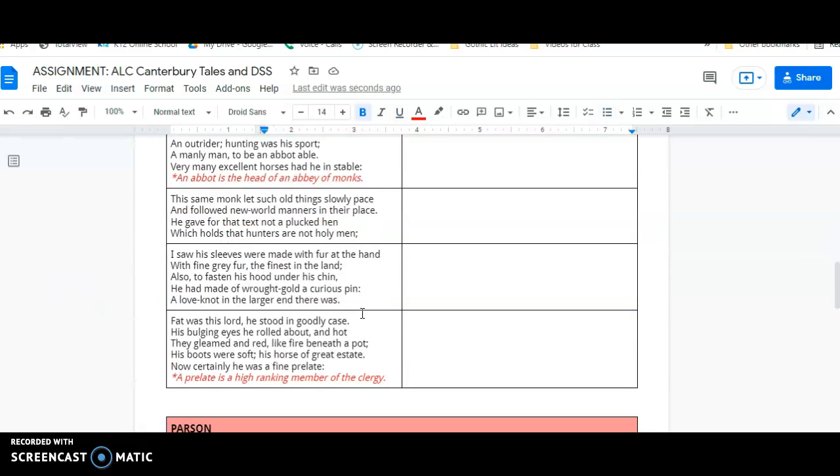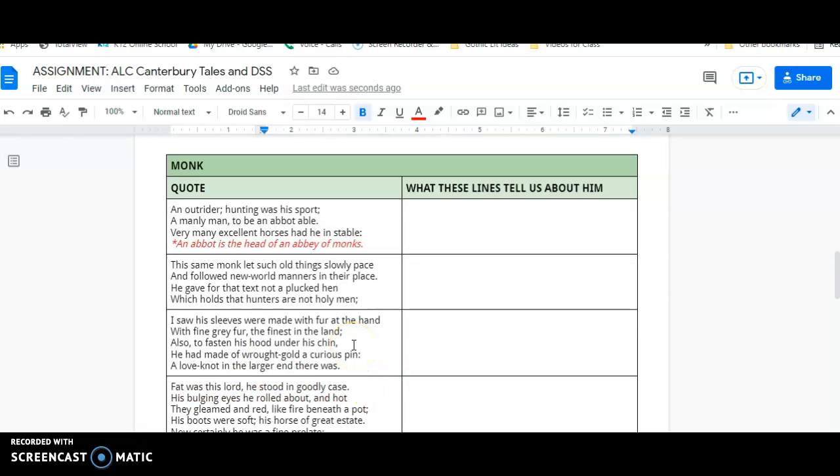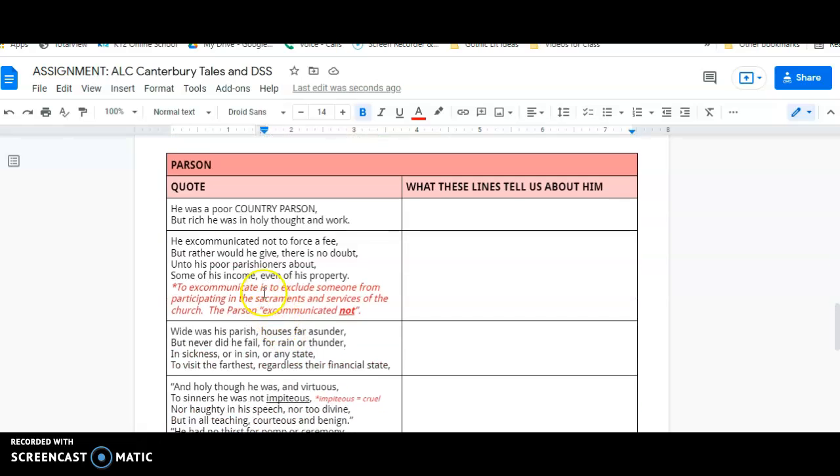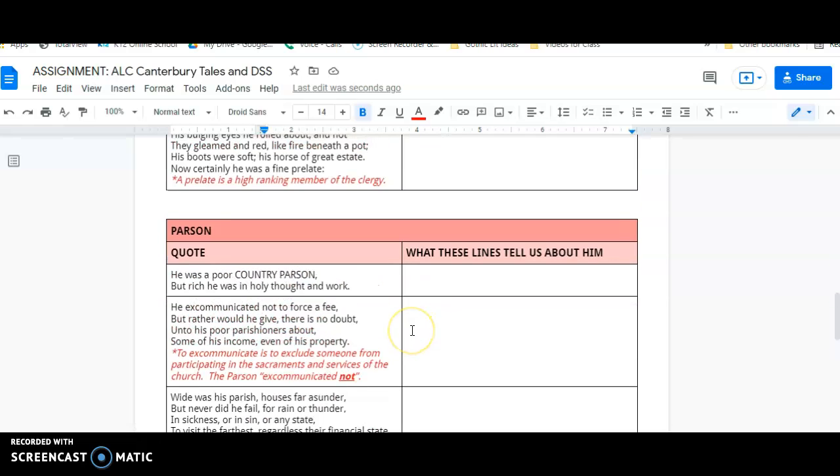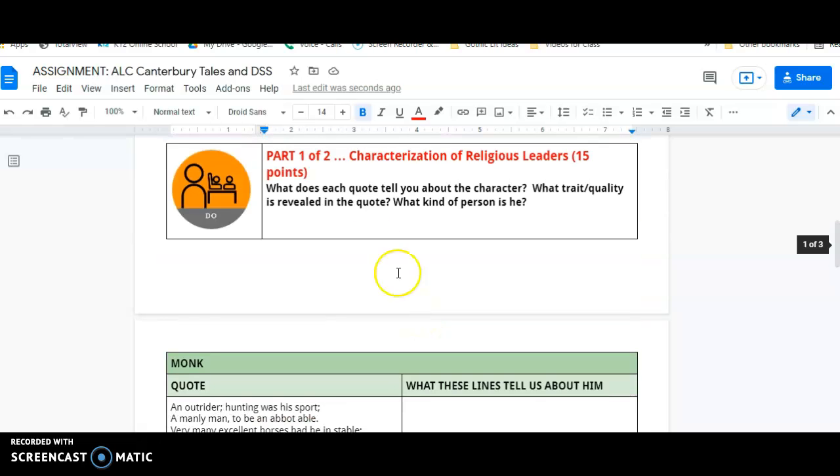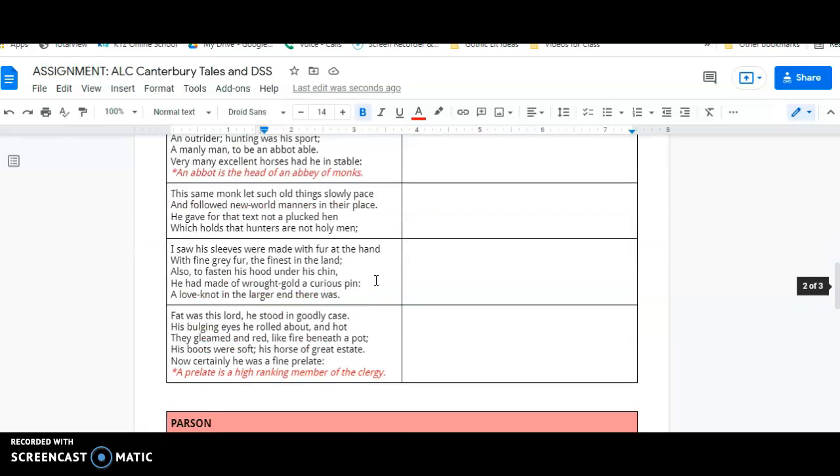And you're going to analyze each one of these quotes that is in this assignment. So you'll analyze these four quotes, and then you'll analyze these four quotes, and you'll have to answer the questions. What does it tell you about the character, and what trait or quality is revealed in the quote?